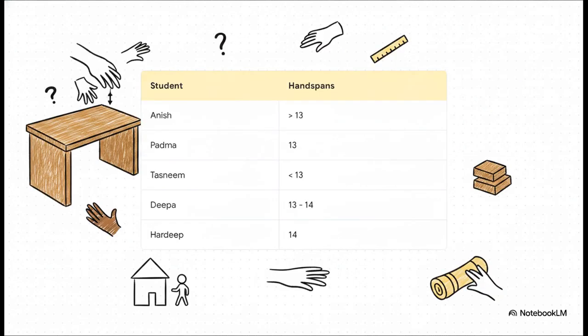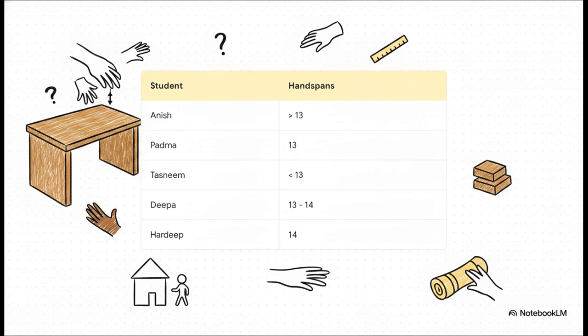Well, let's look at what happened when Deepa and her friends, Anish, Padma, Tasneem, and Hardeep, decided to test this out. They measured the exact same classroom desk using their handspans. Check this out. Padma got exactly 13. Hardeep got 14. Deepa was stuck somewhere between 13 and 14. They measured the exact same table, guys, but because their hands are all different sizes, they got completely different answers.